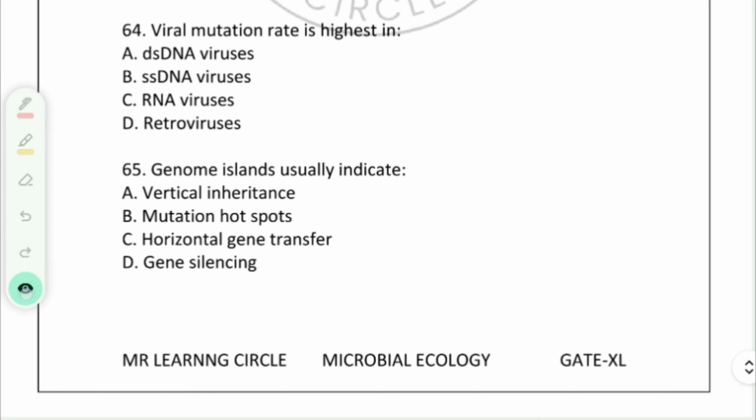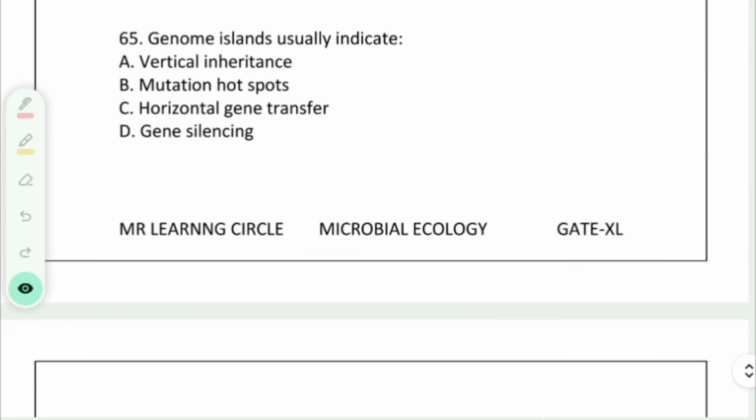Now question number 65. Genome islands usually indicate. Options are A, vertical inheritance. B, mutation hotspot. C, horizontal gene transfer. D, gene silencing. So the correct answer for this question is option C, horizontal gene transfer.